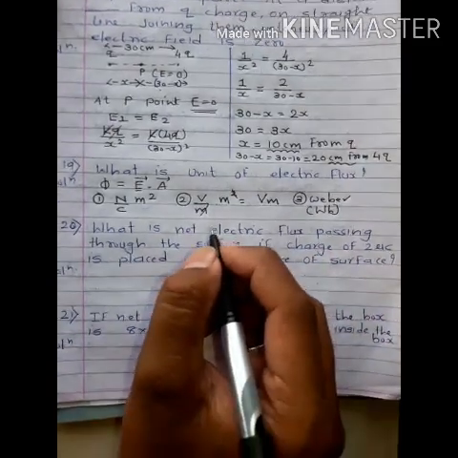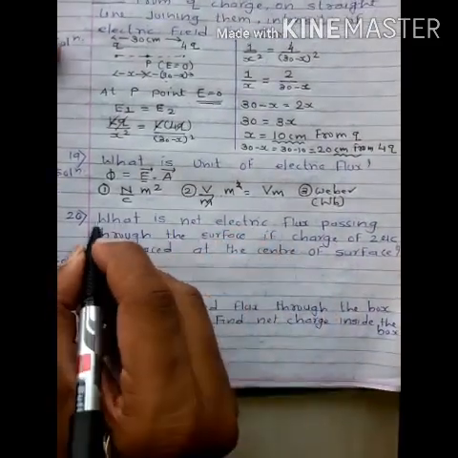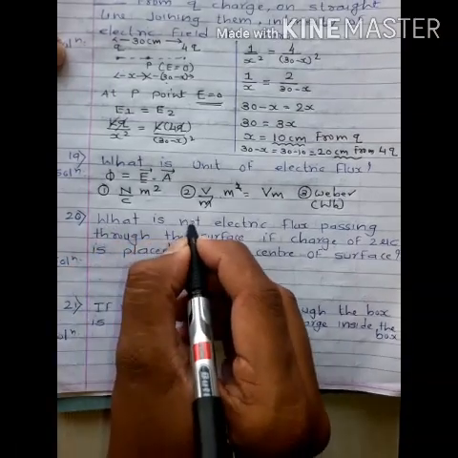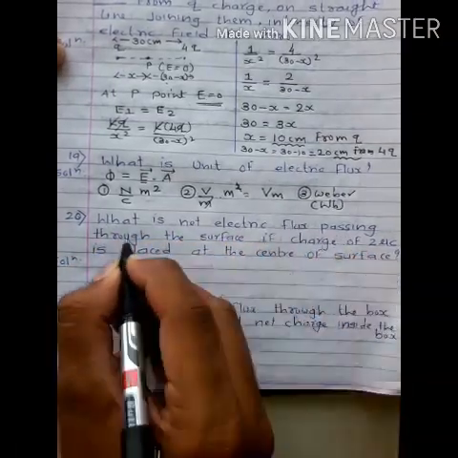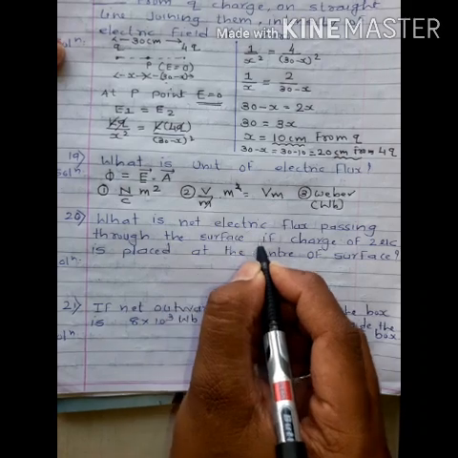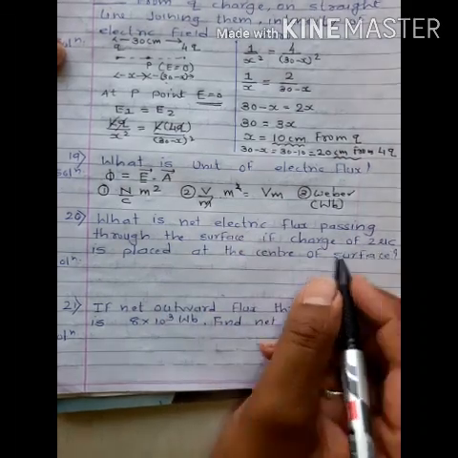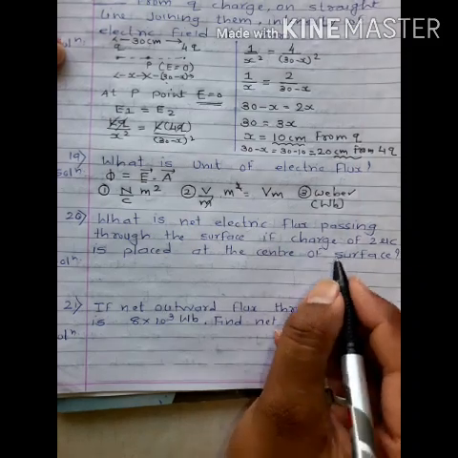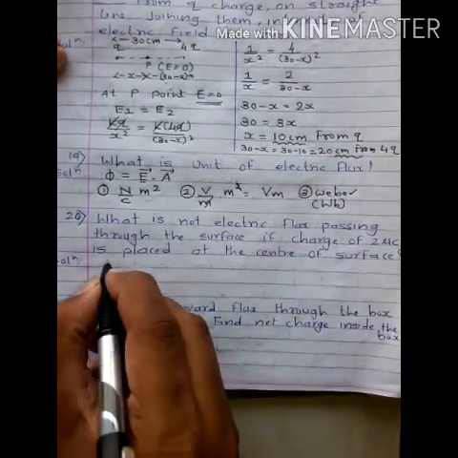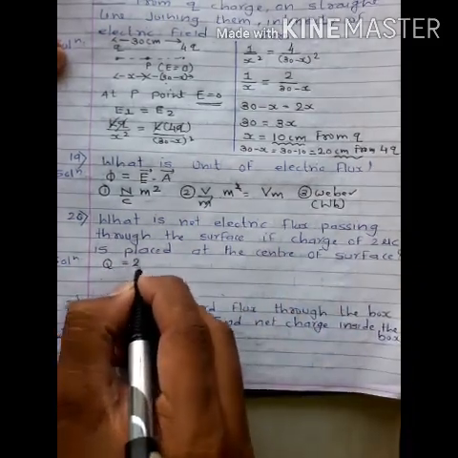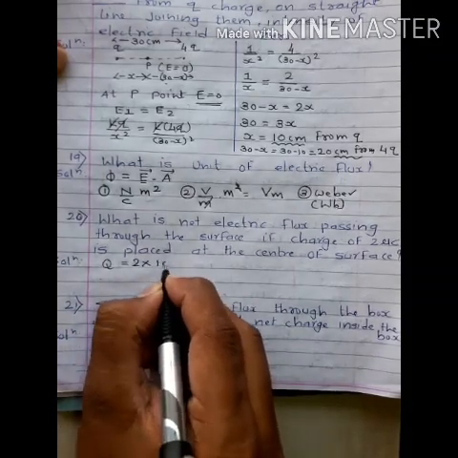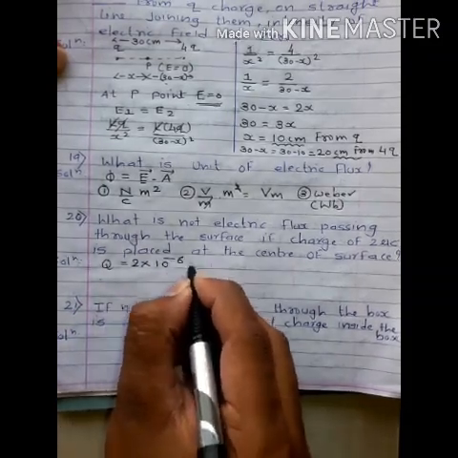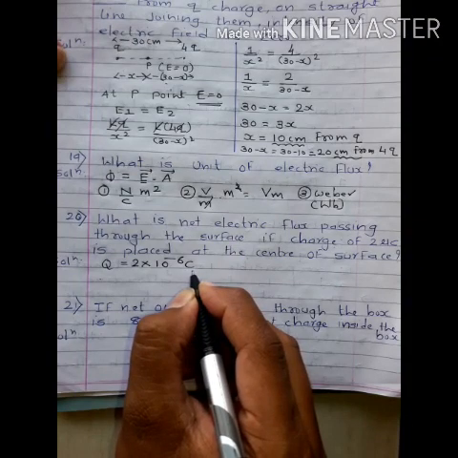Now next MCQ. MCQ number 20. What is the net electric flux passing through the surface if a charge of 2 microcoulomb is placed at the center of the surface? So here we have electric charge 2 microcoulomb. Convert this value into coulomb. So our answer is 2 into 10 raised to minus 6 coulomb.